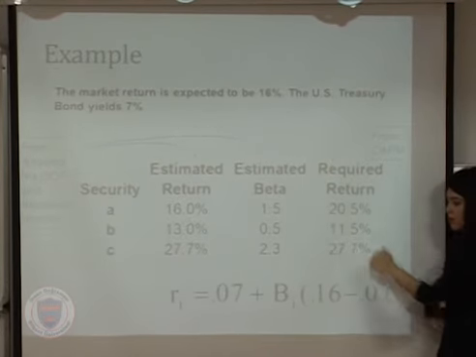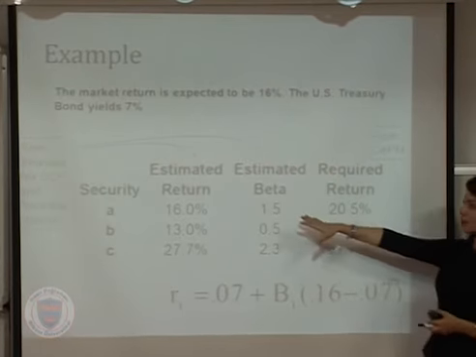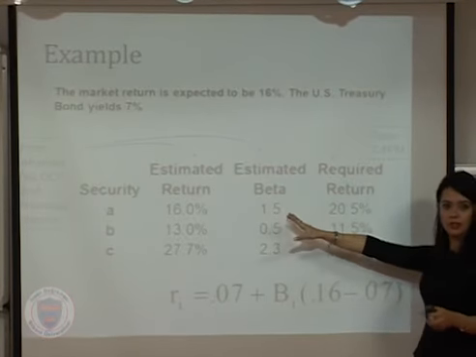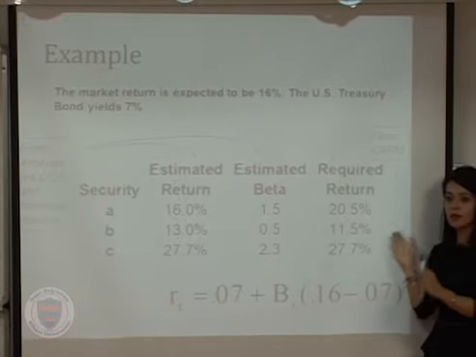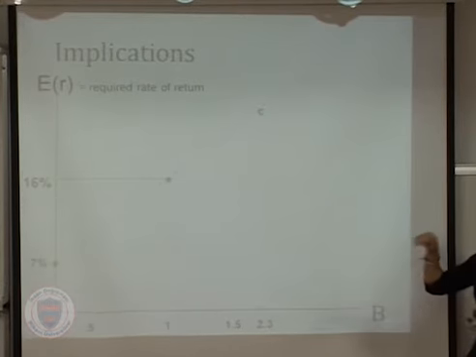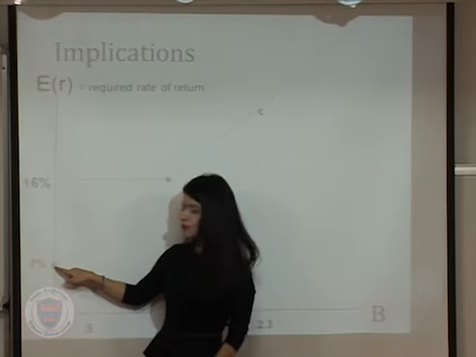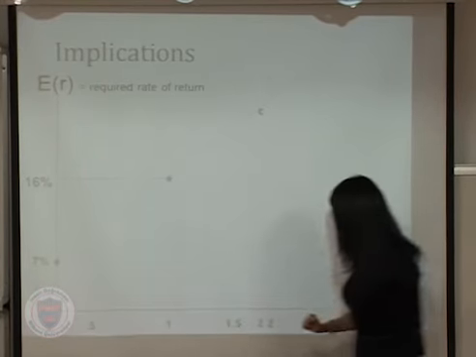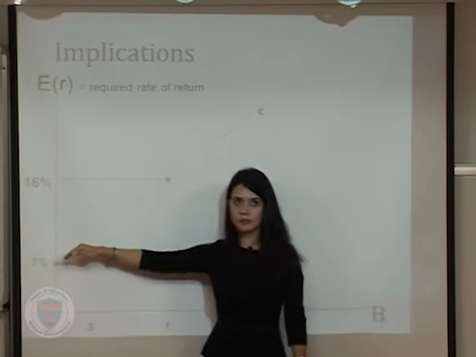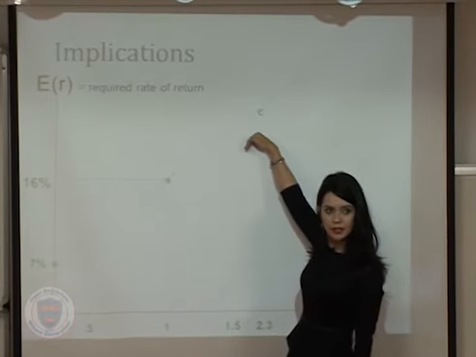Hepsini beta times market risk premium plus risk-free. So you have the estimated returns using the market values, let's say, and you have the CAPM, what the theory predicts. So once you have these, you can plot the security market line. When the beta is 0, I have the risk-free rate, 7%. When the beta is 1, the market return is 16. So if you connect those 2 dots, you're going to have this upward sloping security market line.